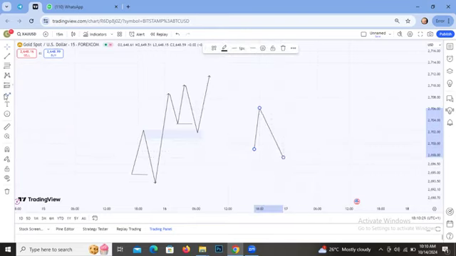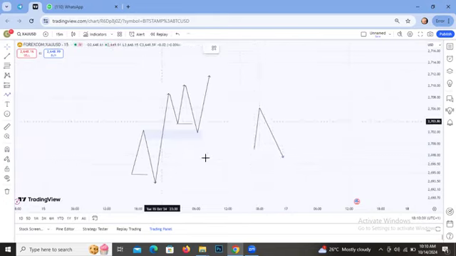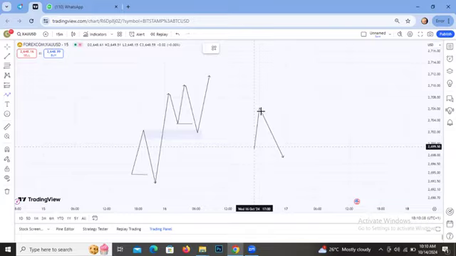But note that in our last class, I explained that without liquidity, don't take a trade. So let's say we have this selling structure now.